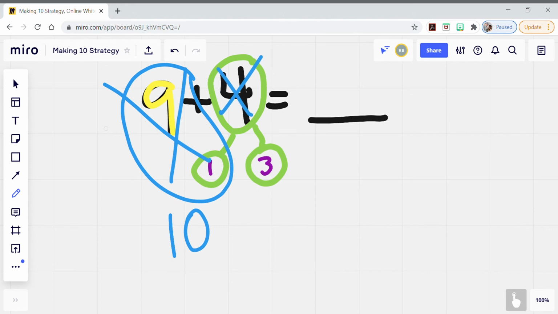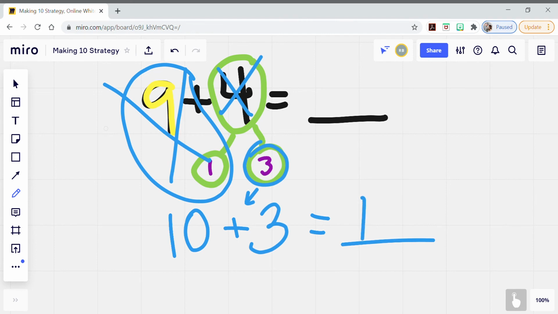I've decomposed my 4, and now I've got to make sure that I bring this last component down in my problem. 10 plus 3 equals. Now I have a problem that's a lot easier to solve. I made it to 10, and I've got to add 3 more to it to complete my number sentence. 10 plus 3 equals 13. Okay. And then I need to make sure that this comes back up to my original number sentence, and now I've completed my problem. 9 plus 4 equals 13.